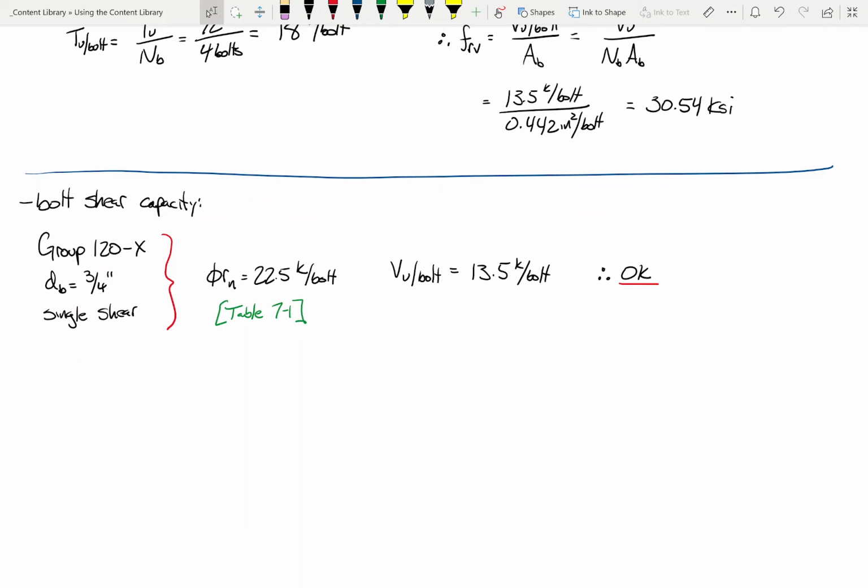Because before we would have to multiply by the number of bolts, but in this problem, we did it the other way around. We divided here, so we don't have to worry about that. So now we're going to get some experience in Table 7.2. We haven't looked at Table 7.2 before, so let's look at Table 7.2. It's right next to it.